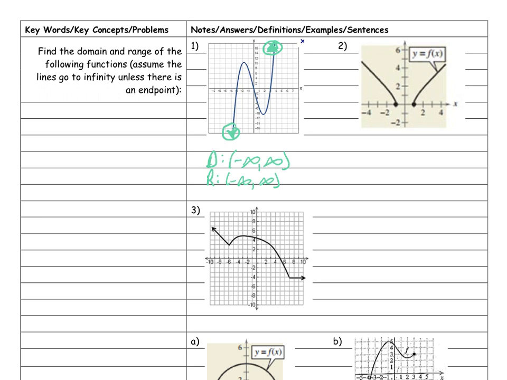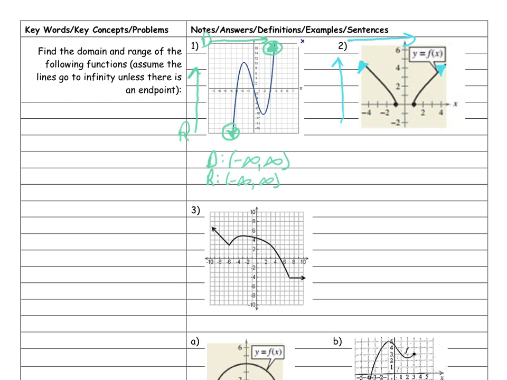Okay. So the next one's a little harder. Again, we've got arrows on the end because it said if there wasn't a distinct endpoint, there's arrows on the end. Beautiful, just like that. My domain goes from, remember we're doing domain from smallest to greatest, so it's always going to go this way. I probably should have talked about that. Domain goes from left to right, and range goes from bottom to top.